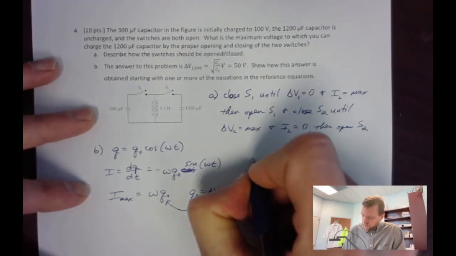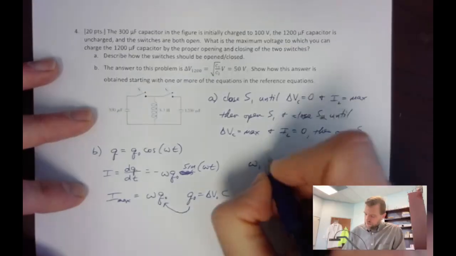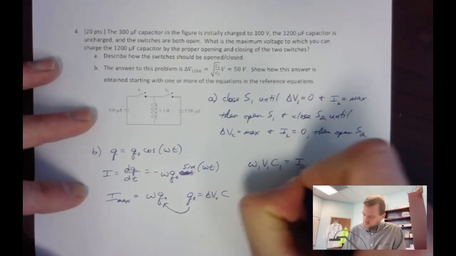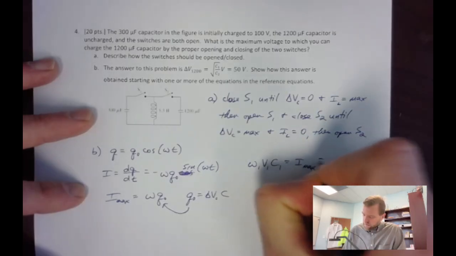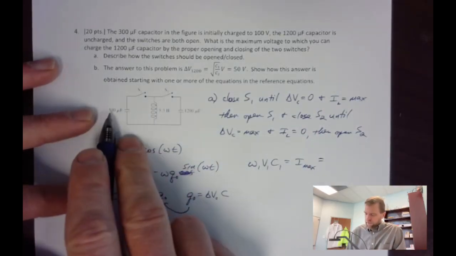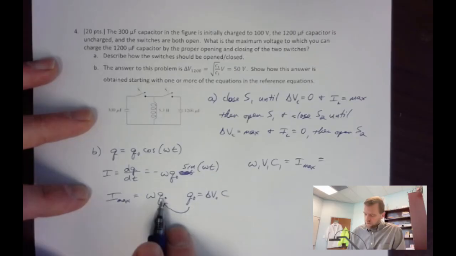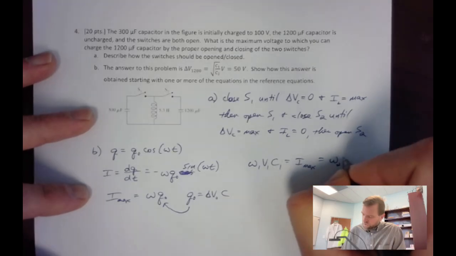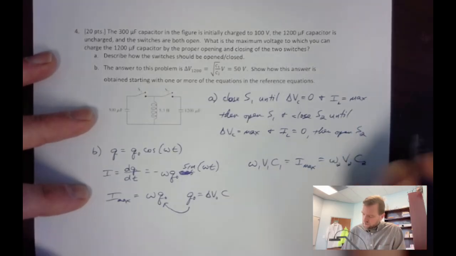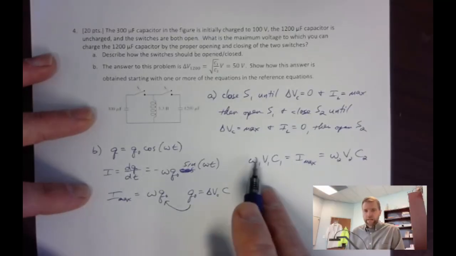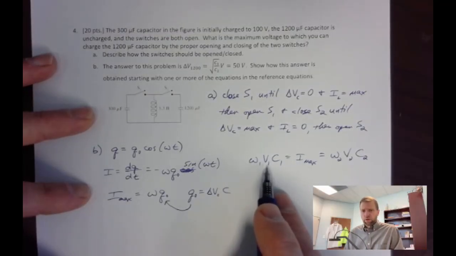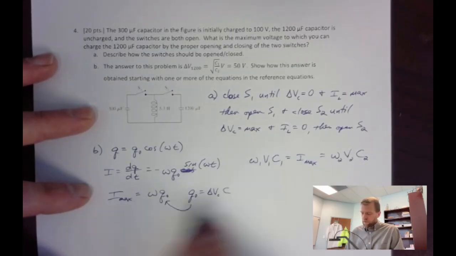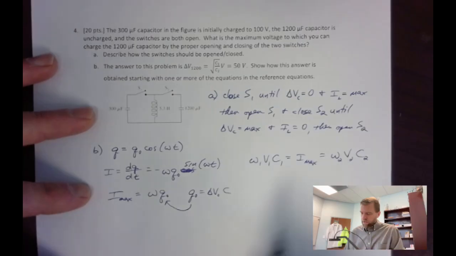So we're plugging this in here. All right, so we have omega 1 V1 C1 equals I max. Okay, so this is the first one over here. We plug this in here. And then this is going to equal omega 2 V2 C2. All right, so this relates the voltage on the first capacitor with the voltage on the second capacitor. All right, so we're just using this equality to get here.